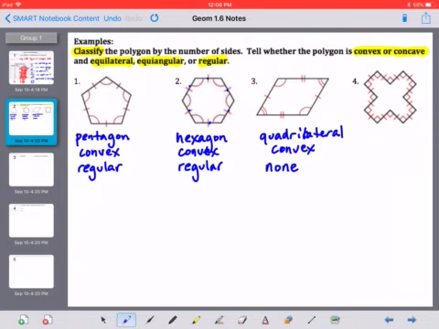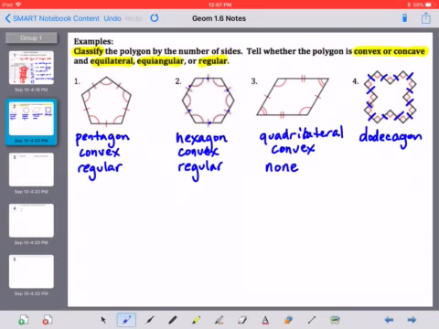And last but not least, we have this plus sign looking shape. Let's see, number of sides. I'm going to start here. We got 1, 2, 3, 4, 5, 6, 7, 8, 9, 10, 11, 12. This is a dodecagon.